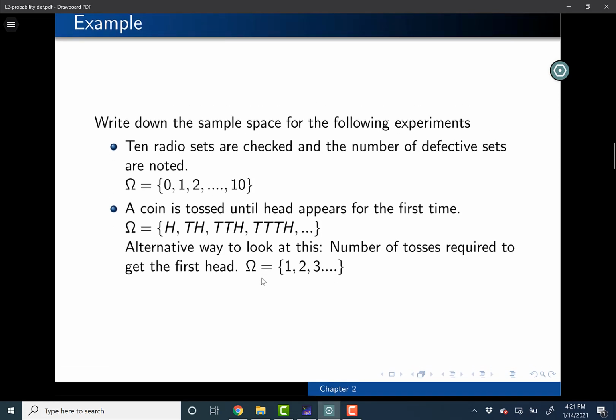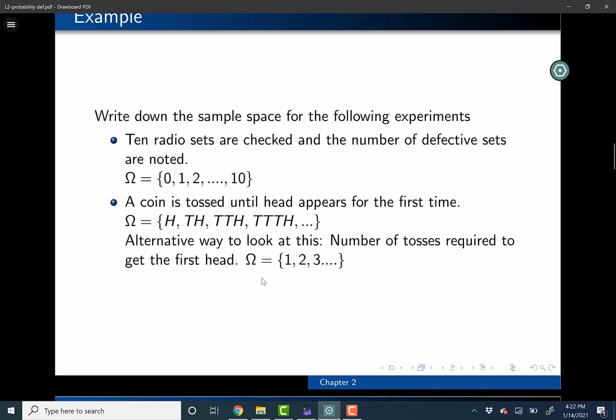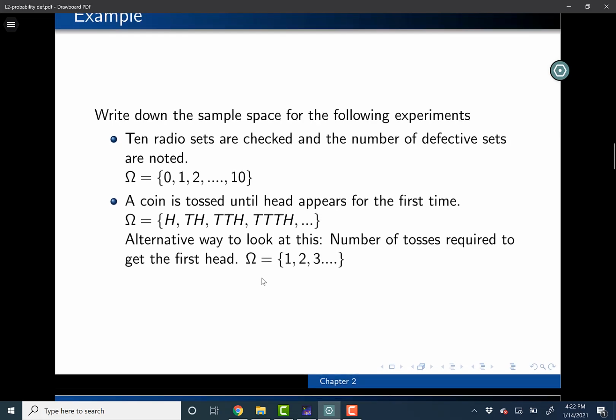Now with each experiment, we have associated a sample space. We conduct an experiment, and associated with it is a sample space. We also have an event. An event is basically a subset of the sample space. So now we are ready to define the probability of these events.